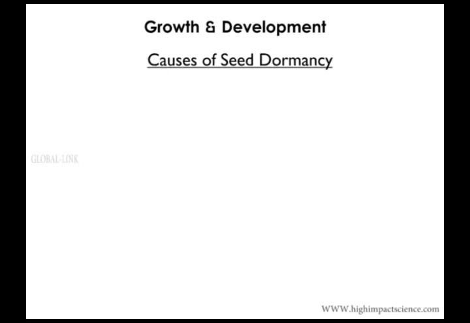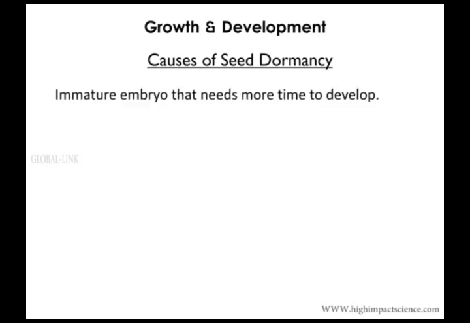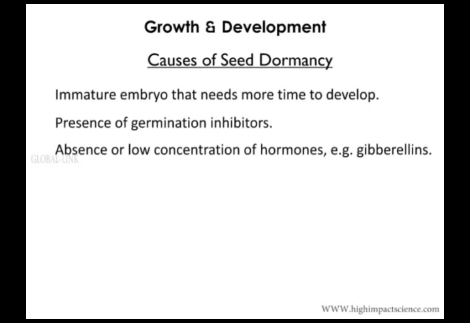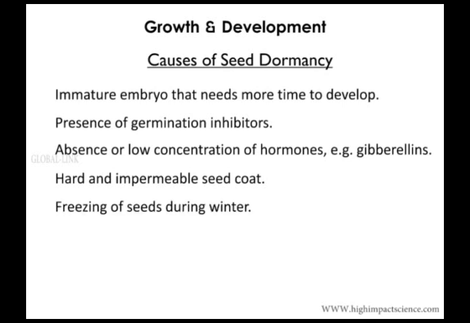Factors that may cause dormancy include a immature embryo that still needs more time to develop, germination inhibition by chemicals, lack of or low concentration of hormones like gibberellins, hard and impermeable seed coats that prevent entry of air and water, or freezing of seeds during winter.